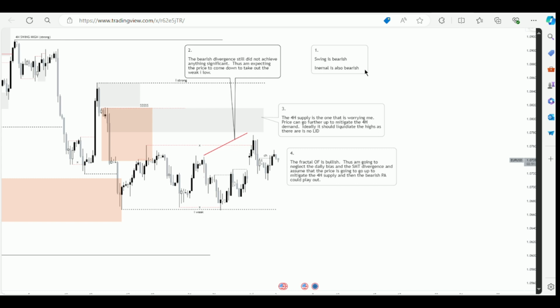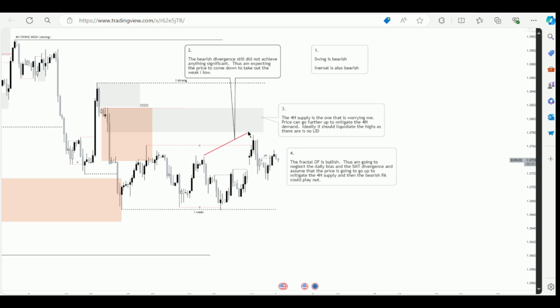Swing is bearish, internal is also bearish. The bearish divergence still did not achieve anything significant. Thus, I'm expecting the price to come down to take out the weak internal low because it is a higher time frame divergence, right? So it must do something big. The 4 hour supply is the one that is worrying me. Actually, price did not mitigate the 4 hour supply.